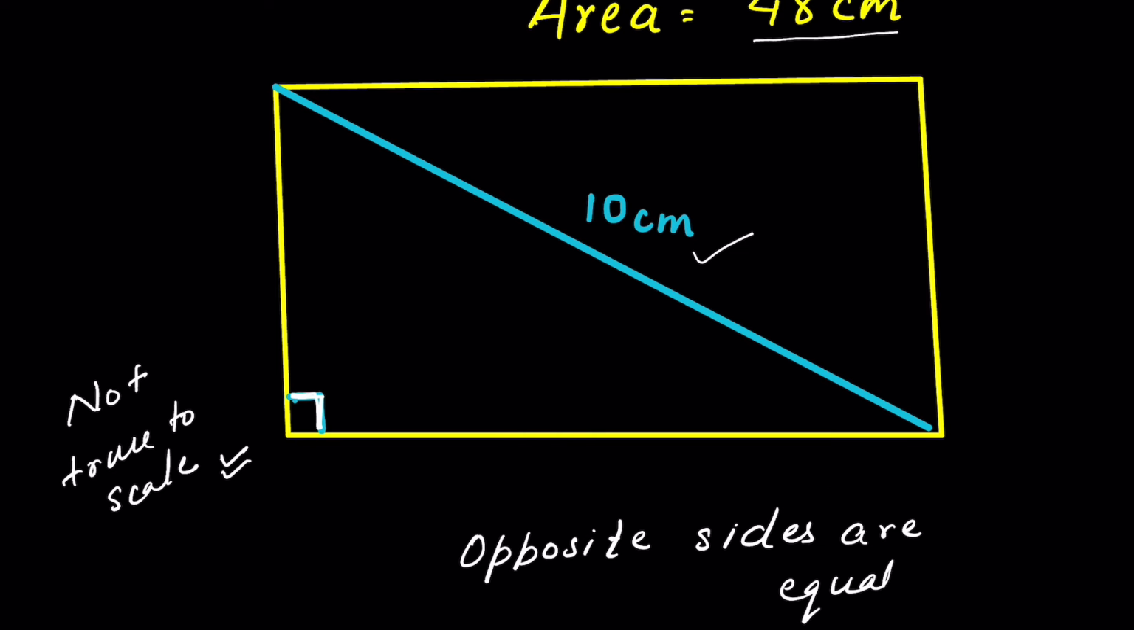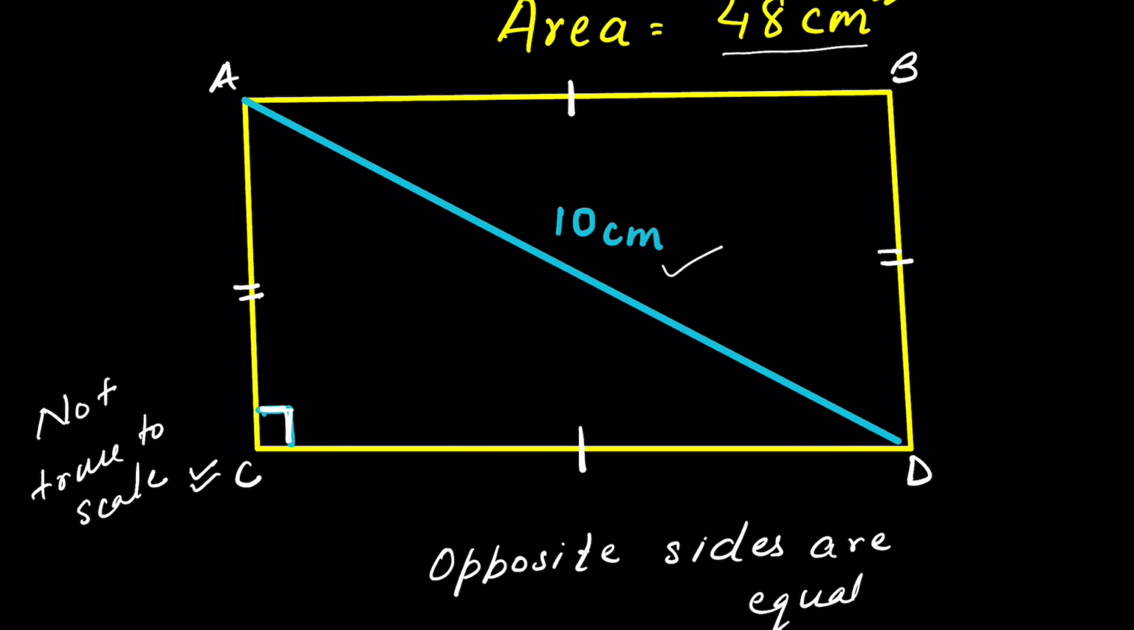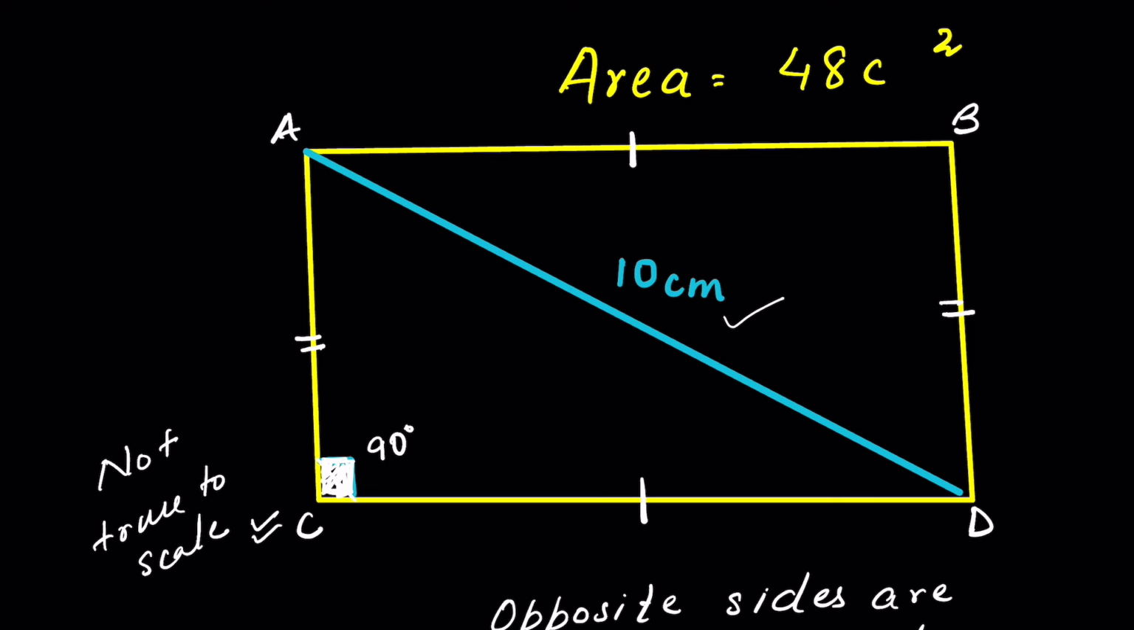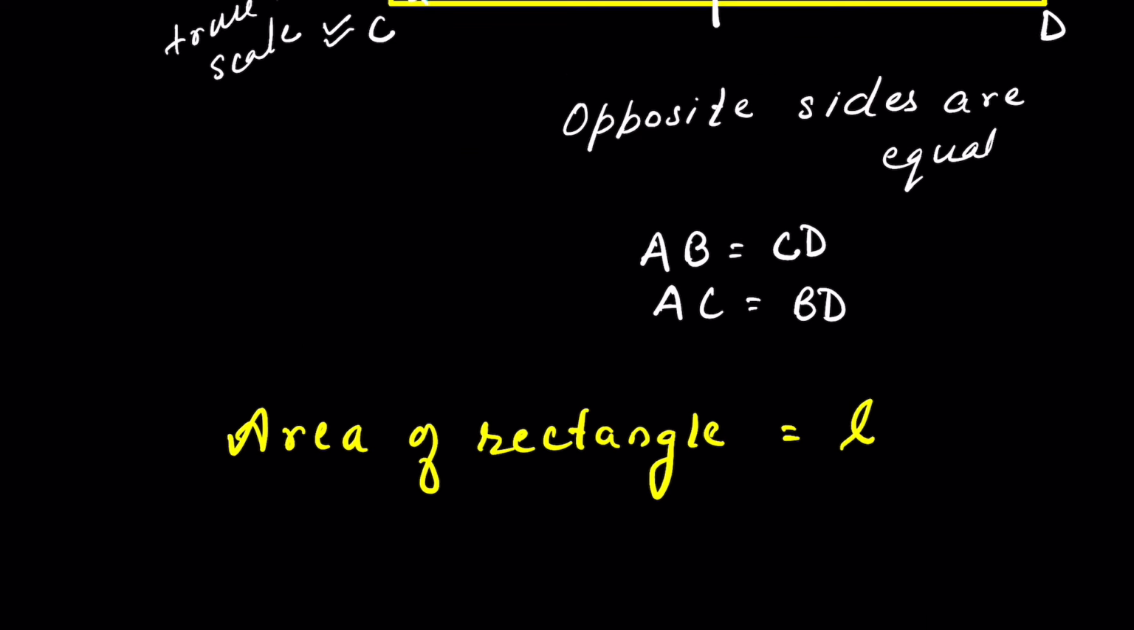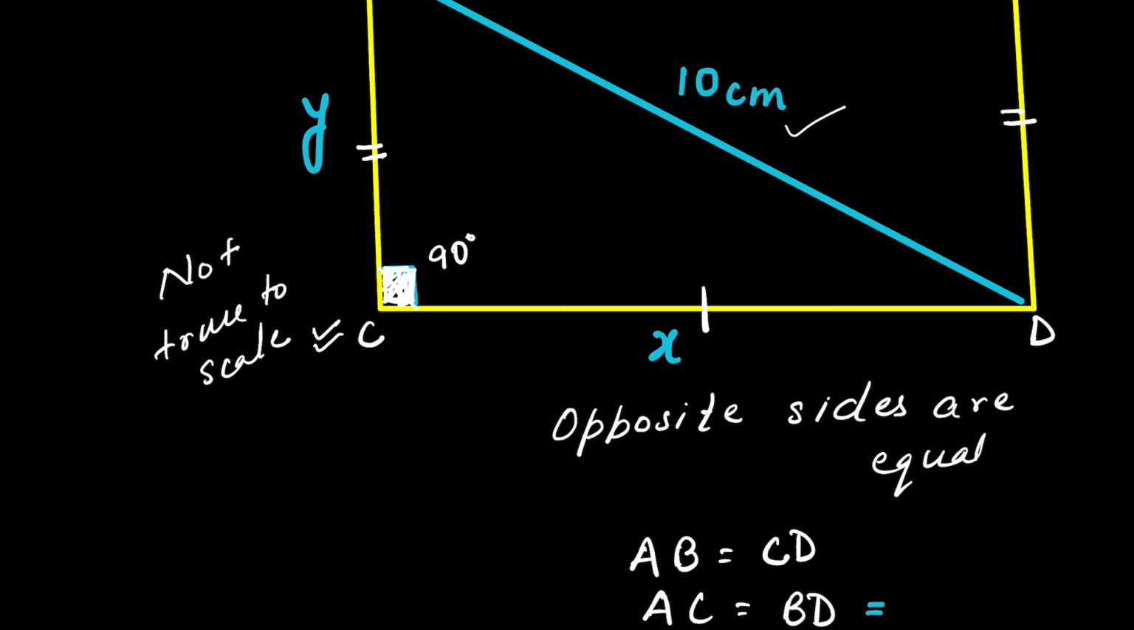Let this be a rectangle ABCD. That means AB is equal to CD and AC is equal to BD. Now, if you focus on this image, then here ACD is a right angle triangle with angle ACD is the angle 90 degree. Given area is 48 centimeter square, area of a rectangle is equal to length into breadth. Here length is CD. So let CD be X and AC be Y. So AC is equal to BD is X and AB is equal to CD is Y.